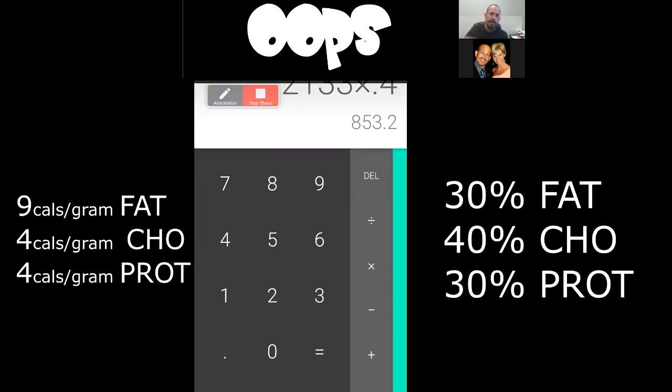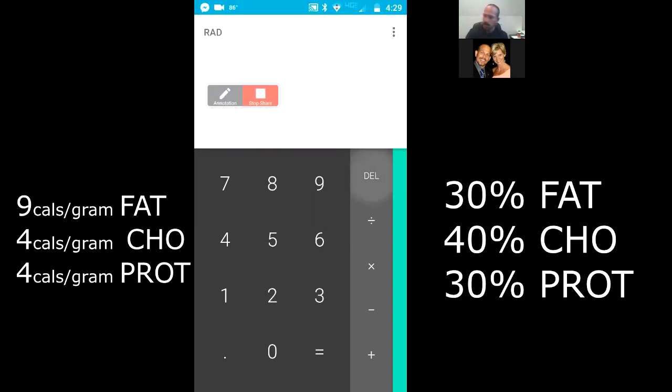All right, and then we're going to go ahead and take a look at 2133 times 0.3 for our fat, but this time when we figure out that 640, we're going to divide that by 9. So let's divide that by 9. That's going to be 71 grams of fat.